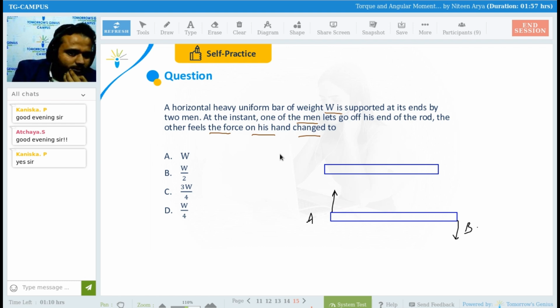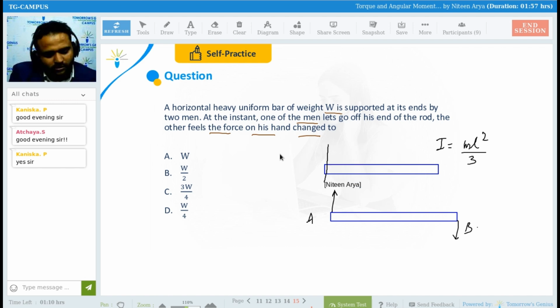Here I is going to be ml square by 3, and we are going to discuss in the next class why it is ml square by 3. So I is ml square by 3. That is a special case of a rod. Whenever we need to find the moment of inertia of a rod about an end point, at one particular end, that is ml square by 3.